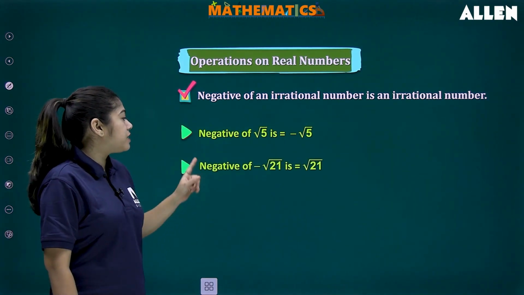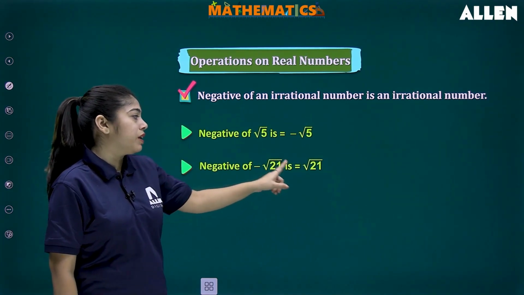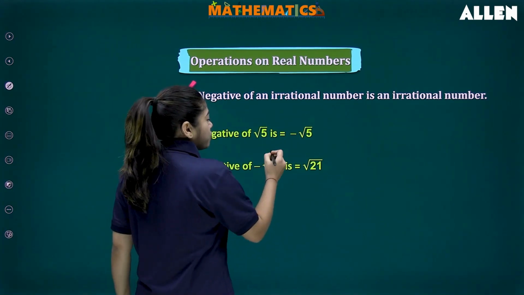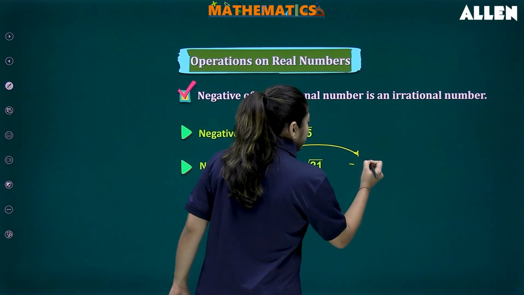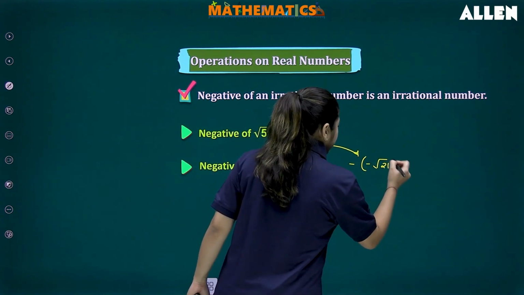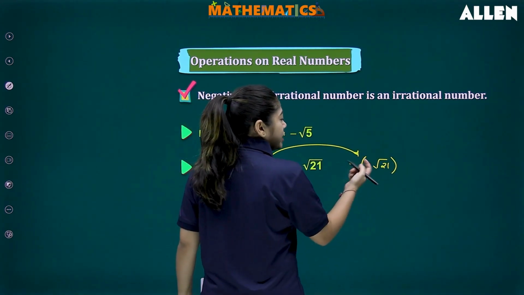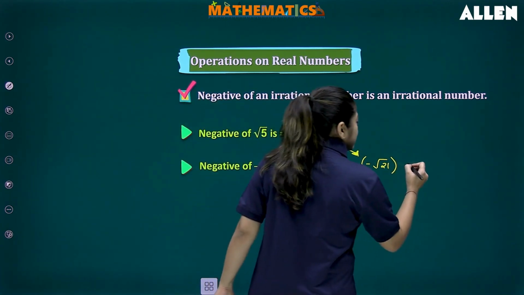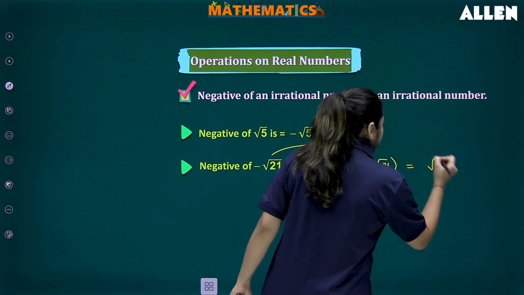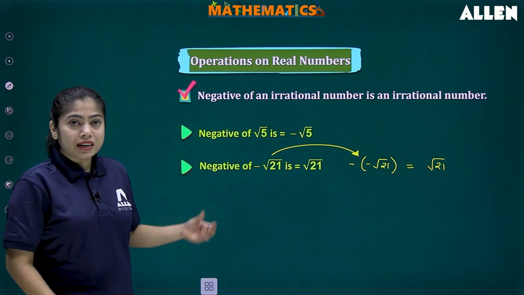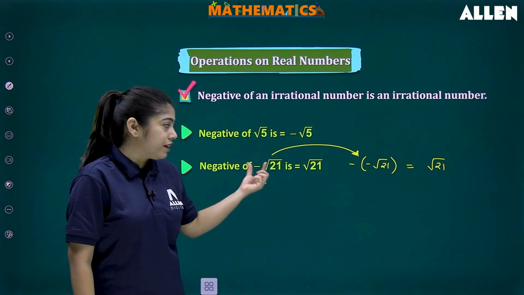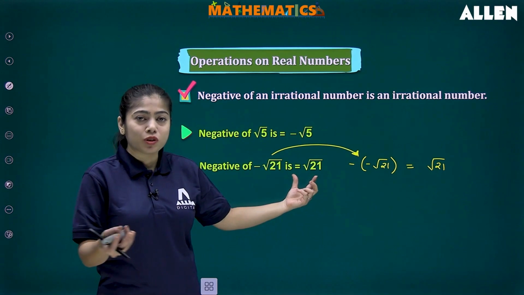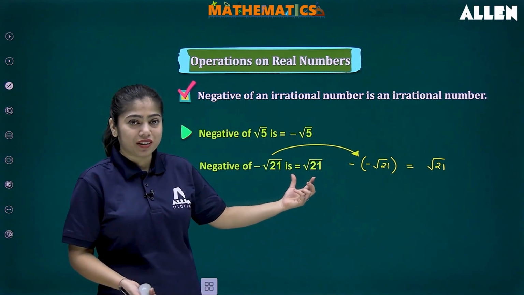The next one here says negative of minus root 21 is equal to root 21. So here class, negative of minus root 21 is how much? It is actually minus of minus root 21, right? And we know what minus minus is. When we multiply one negative by another negative, minus minus is plus. Hence, the final answer will be root 21, right? So here class, negative of a negative irrational number is a positive irrational number, and also, yes, it is going to be an irrational number, right?